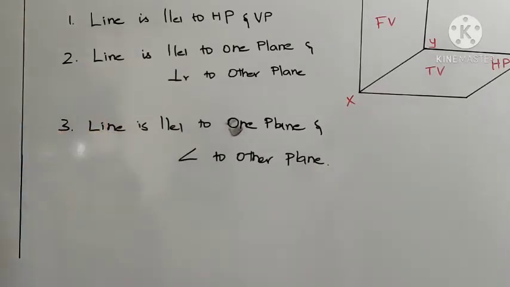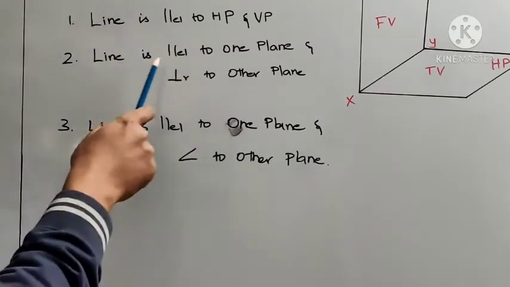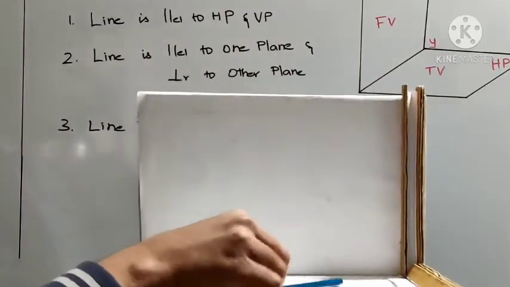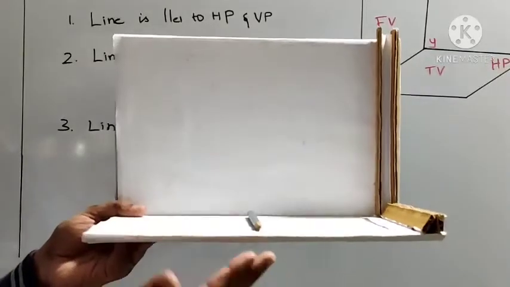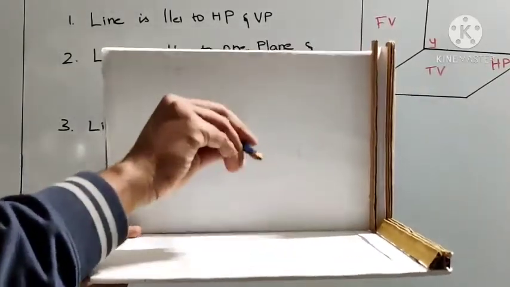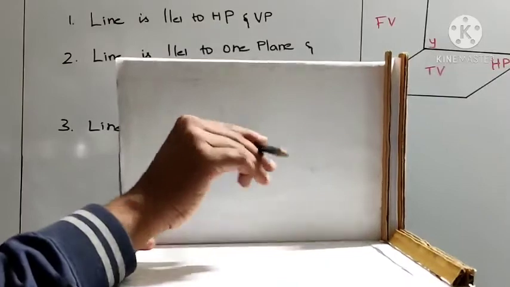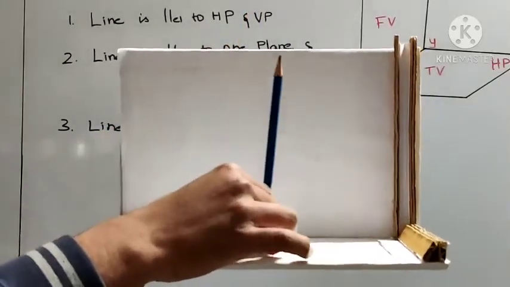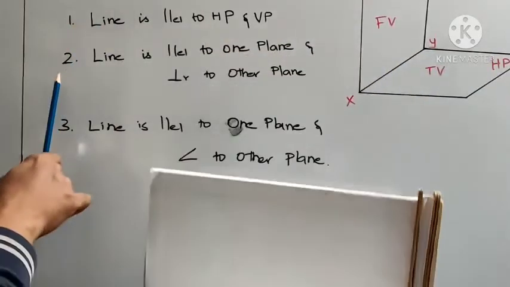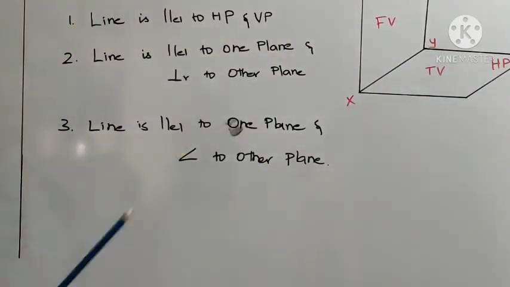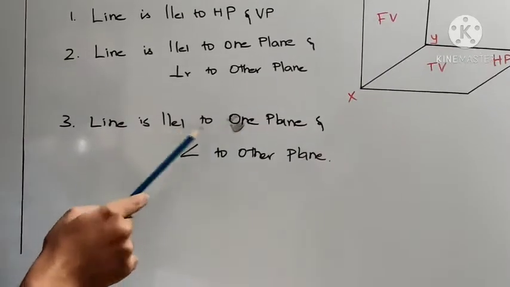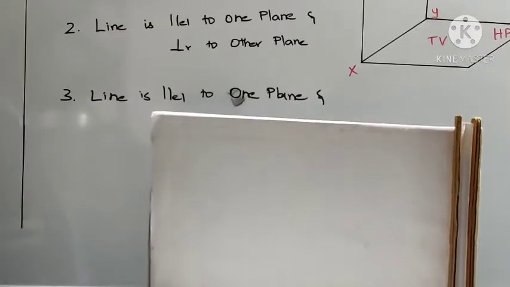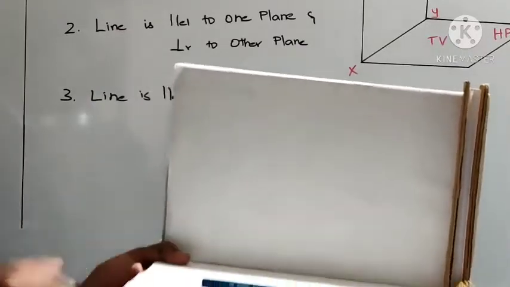So the second is, as we discussed before, the line is parallel to one plane and perpendicular to the other. For instance, the line is parallel to HP and perpendicular to VP, or the line is parallel to VP and perpendicular to HP. If the position of the line is something like this, then it comes under case 2. The third one is, the line is parallel to one plane and inclined to the other plane. So it is parallel to both HP and VP now.